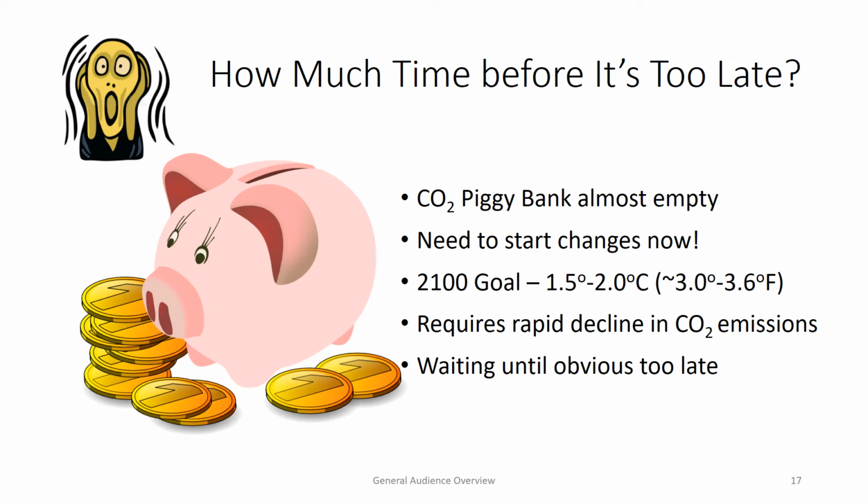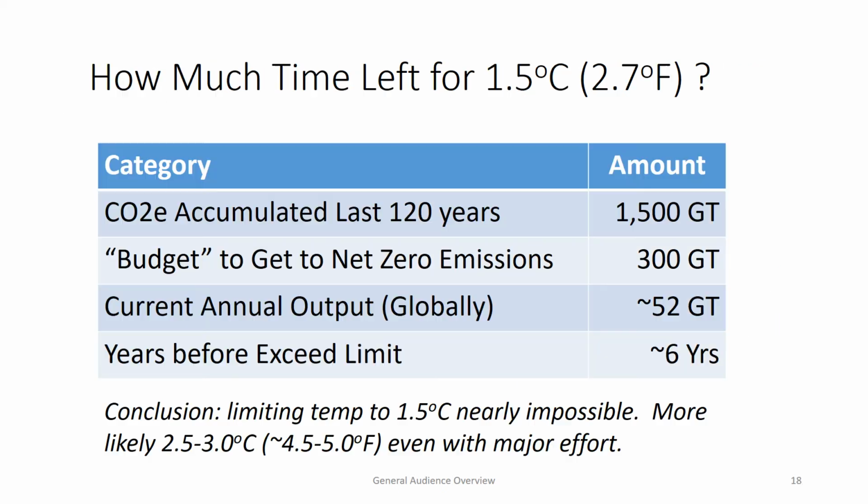because go back to the CO2. How long does it stay in the atmosphere? 100 years. So how much time is left? Here's a sort of way of looking at it. The amount of CO2 accumulated or emitted over time, how much we do, what's the budget left to get to net zero by 2050, and the current annual output means we're going to exceed our target within 6 years in terms of overall CO2 emissions.